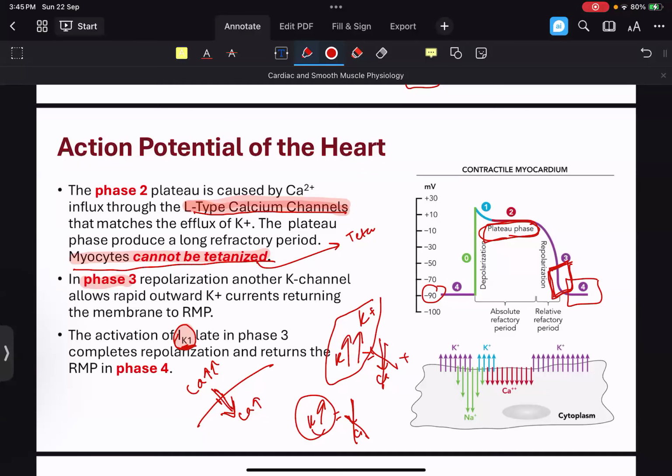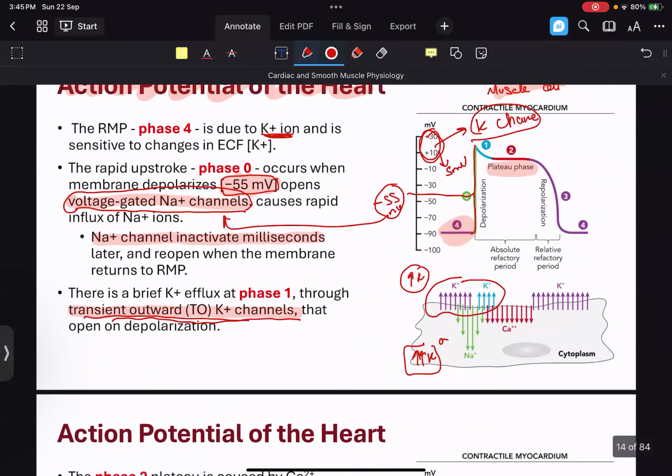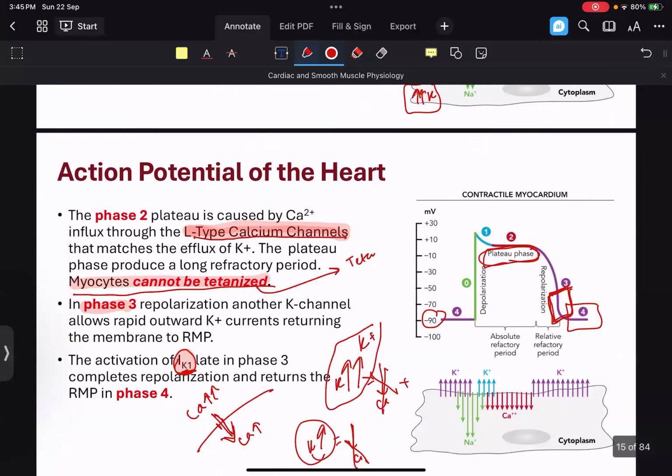What was the other thing? Oh, the other thing was IK1. I was just telling you, you differentiate between the channels. In phase one, you're opening the transient outward potassium channel. But in phase three, in late phase three, you're opening the IK1. Both of them are potassium channels, but they're different ones.